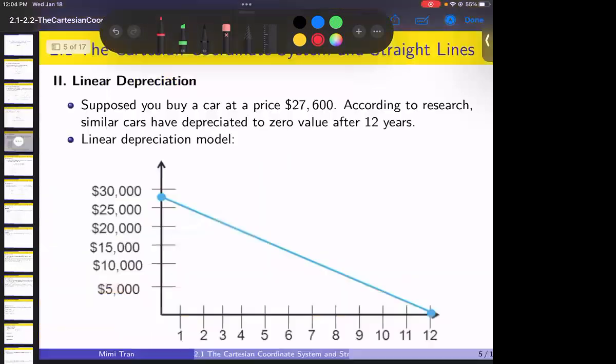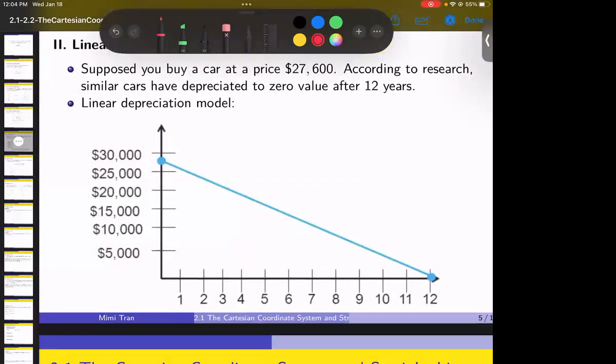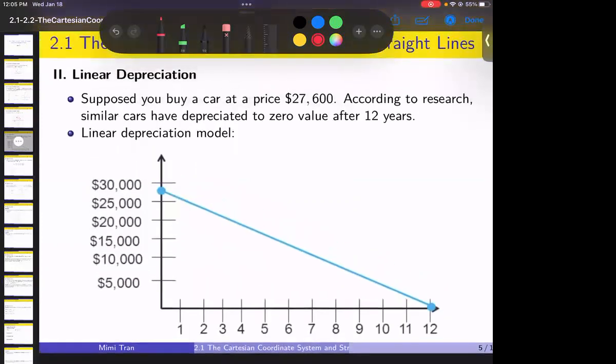All right, let's go to the real deal because that's just review. Linear depreciation. Suppose you buy a car at a price of $27,600. According to the research, similar cars have depreciated to 0 value after 12 years. They say that your car is your best investment and your worst investment. It's true, right? It helps you go to work, earn some money, but it depreciates in value really quick, right? So here is the graph of that car. The depreciation value of that car is a linear graph, hence linear depreciation.